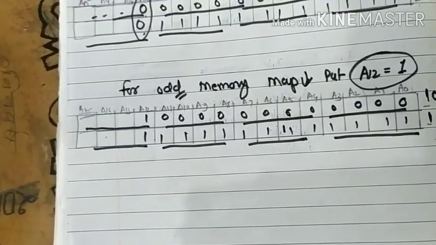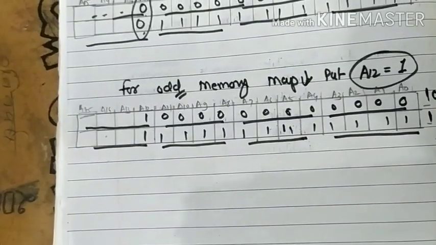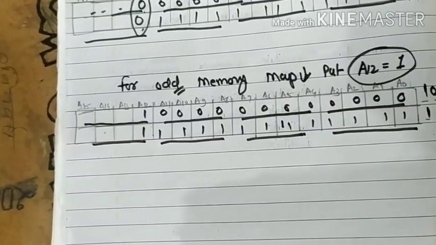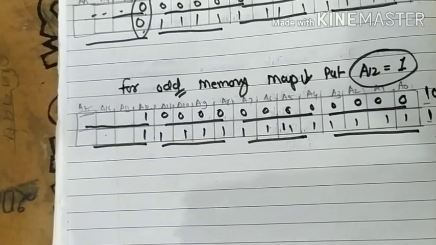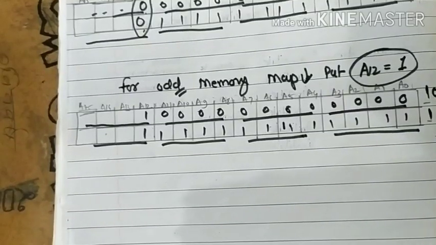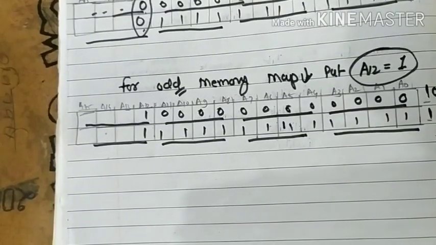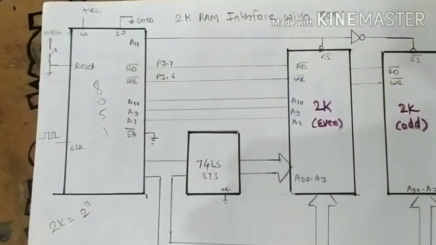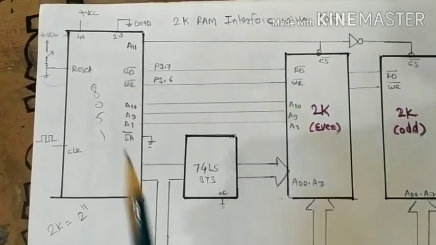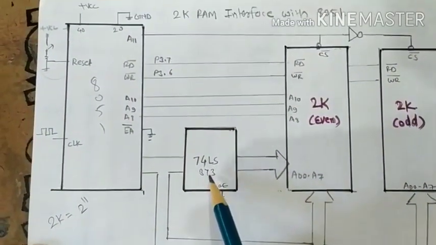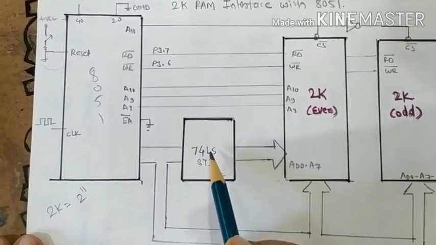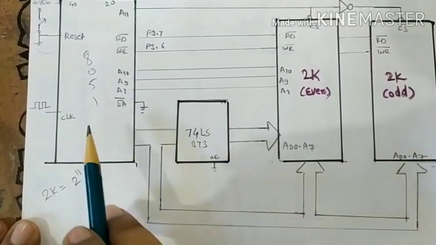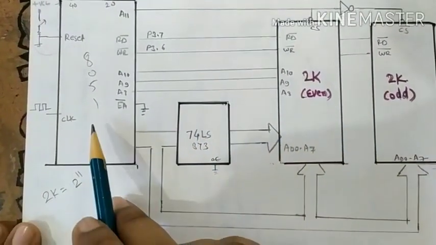Now we are going to understand how to interface memory with 8051. So first we draw the mapping table. After completing the mapping table, we actually draw the interfacing diagram of 8051 with that particular RAM. When we interface memory with 8051, we use 74LS373. It is a data latch and it is bidirectional. Bidirectional means sending data from 8051 to RAM or RAM to 8051.